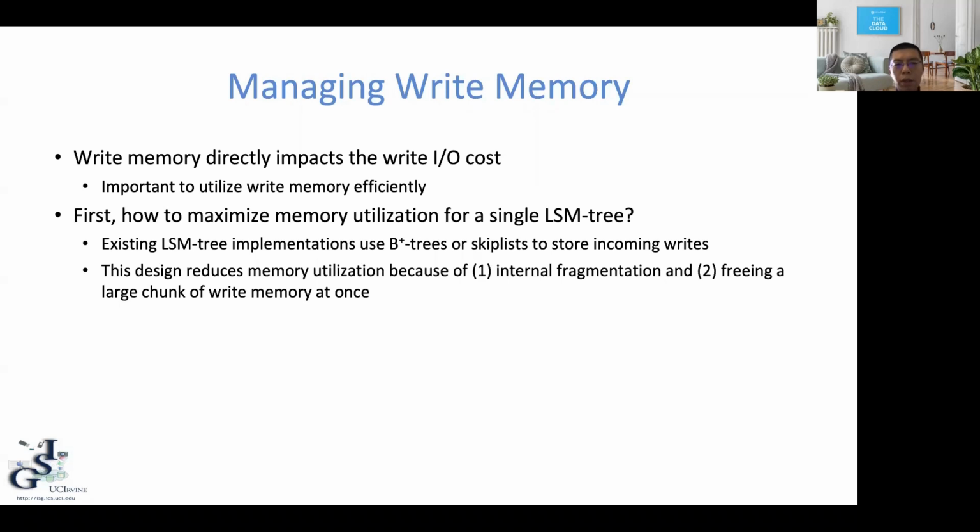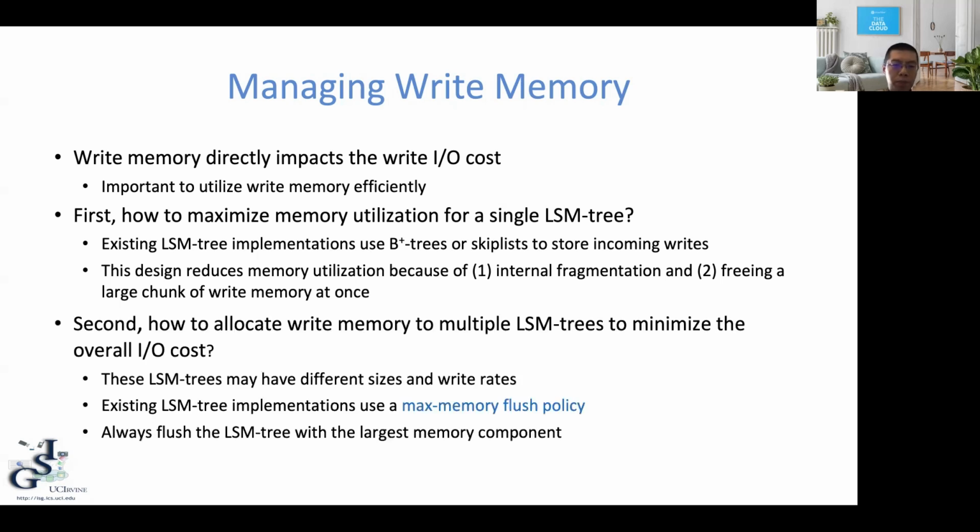First, how do we maximize the memory utilization for a single LSM-tree? Existing LSM-tree implementations typically use B-trees or skip lists to store the incoming writes, but this design reduces the memory utilization because of two problems: internal memory fragmentation, and they will free a large chunk of write memory at once.